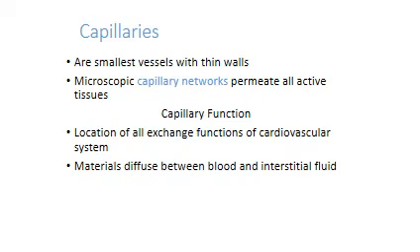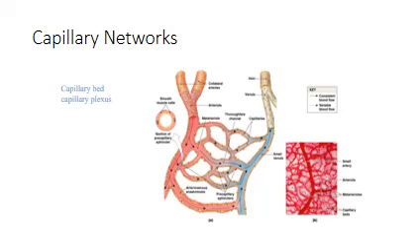As I told, the capillaries are the smallest vessels with thin walls. They are the location of the exchange functions of the cardiovascular system. The materials diffuse between the blood and the interstitial fluid. So this is how the capillary network you can observe, as it is shown. So here are the arteries and here are the veins.